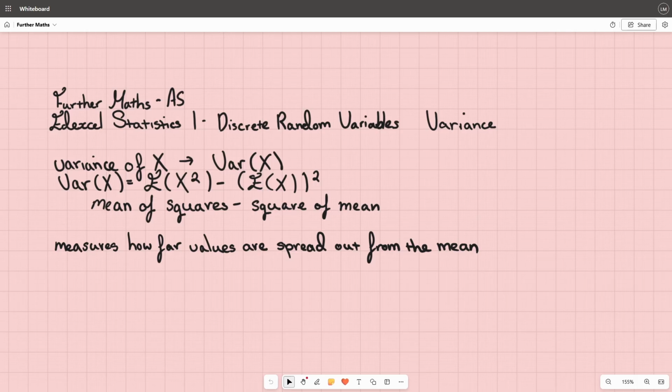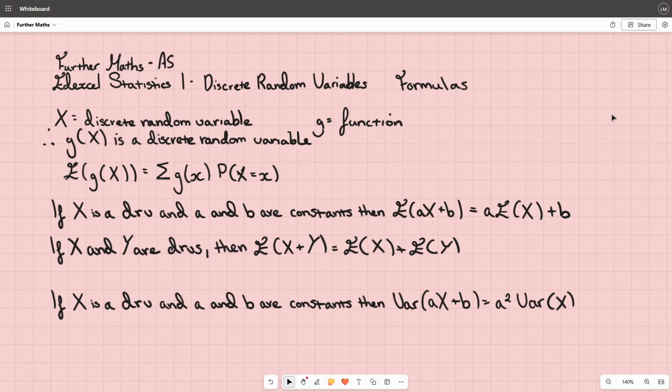Okay, so now I'm going to be talking about variance. Variance basically measures how far values are spread out from the mean. So the variance of X is Var(X), and that is denoted by the expected value of X squared minus the expected value of X, the whole squared, which in normal terms is the mean of the squares minus the square of the mean.